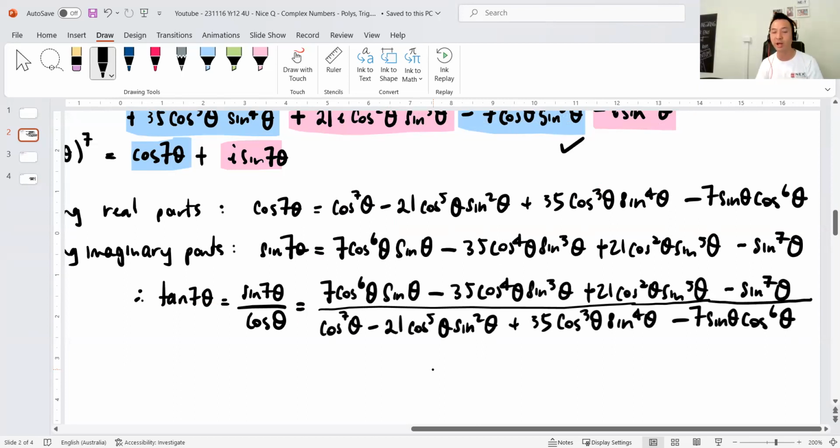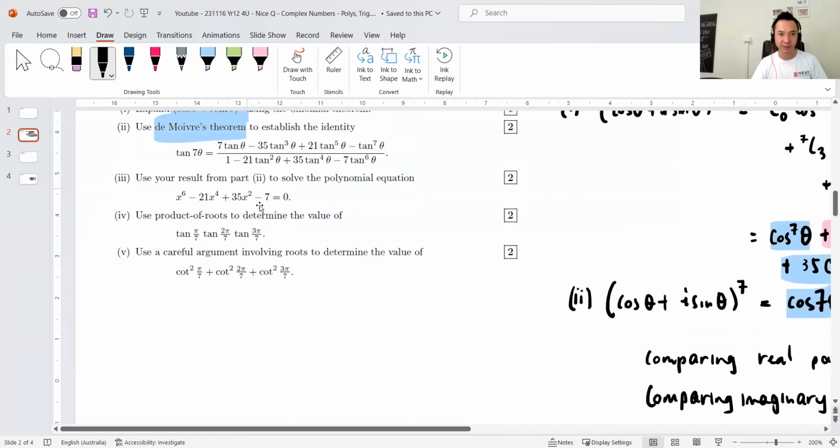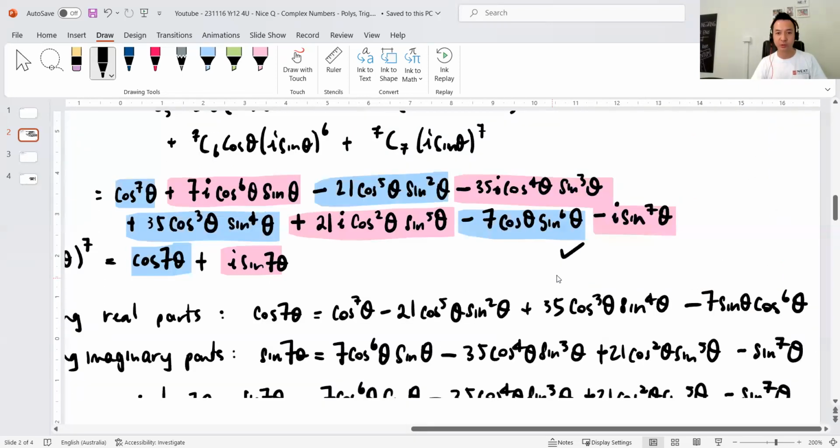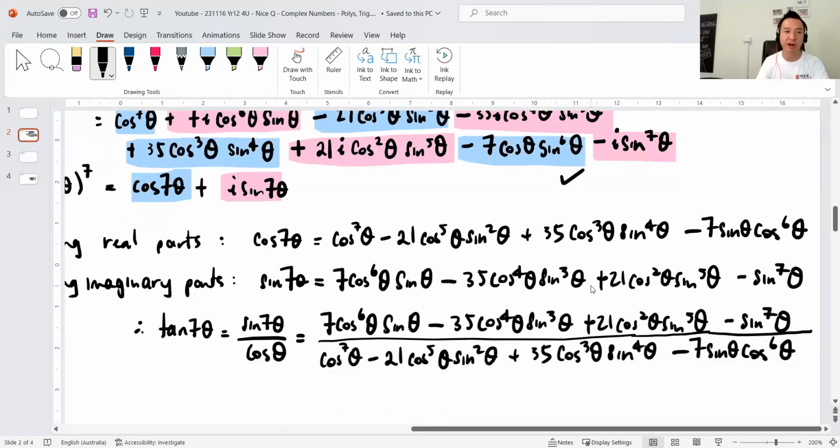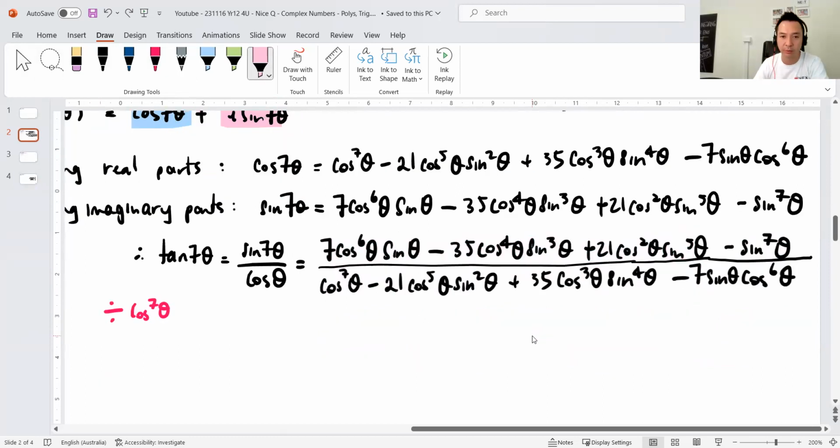Now, once you're here, the aim is to make them all tans, is that right? And the trick is always, once you have those two expressions, divide by the highest power of cos. So cos 7 theta to top and bottom. Every single term, divide 1, 2, 3, 4, 5, 6, 7, 8 by cos 7, and you'll get it. So let's do that, one piece at a time.